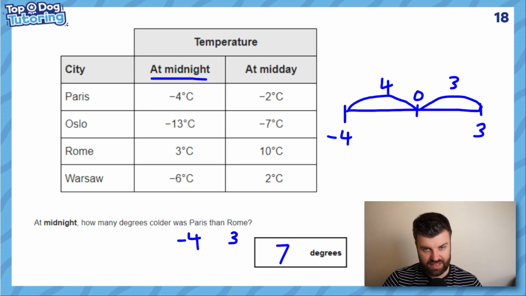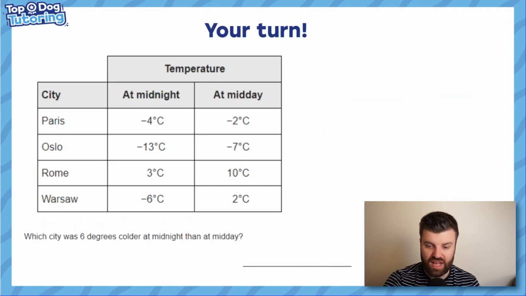You know what this means, guys. We're at the end of the video, and it's your turn. Which city was 6 degrees colder at midnight than at midday?